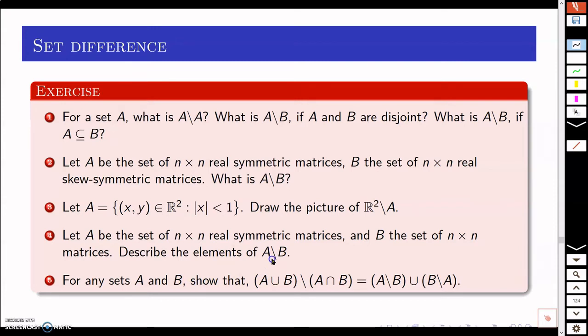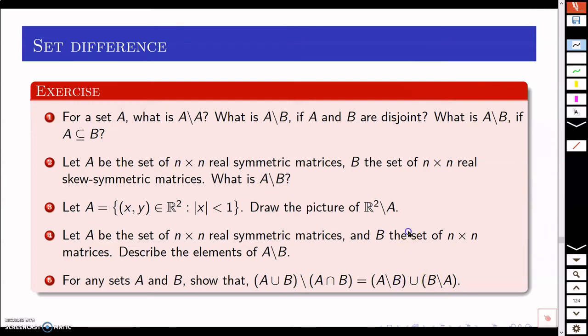Okay. And the last one says, for any sets A and B, you show that from A union B, if you remove A intersection B, that is the same as you remove B from A, you remove A from B, and then you take their union. Okay, so you take a point on this side and you show that it is on that side, and the same thing you do for the converse. Okay, I hope this is clear. So do let me know in the comments whether you all are able to do this or not.